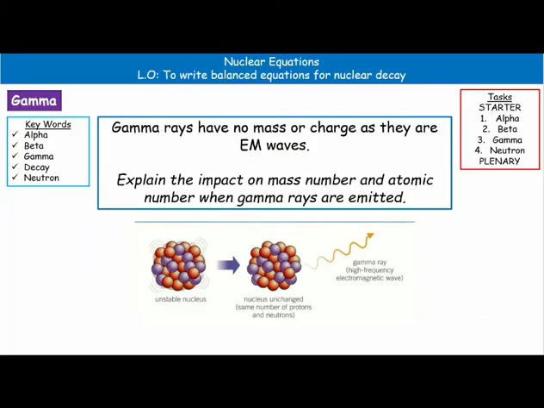Okay, our third type of decay then is gamma. Now, hopefully we remember from some of our earlier work that gamma is actually an electromagnetic wave. So because it's an electromagnetic wave, it has no mass and no charge. So what I want you to do is write down the top sentence and then have a go at answering the question underneath in your books. Just going to give you a little bit over a minute to get that done.